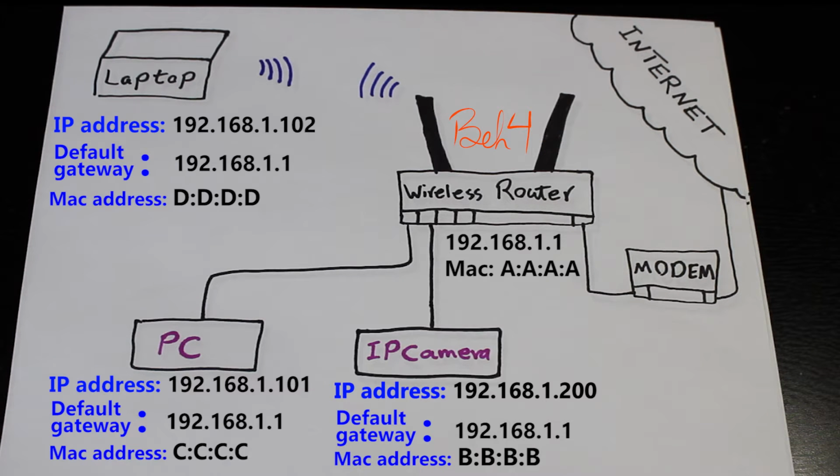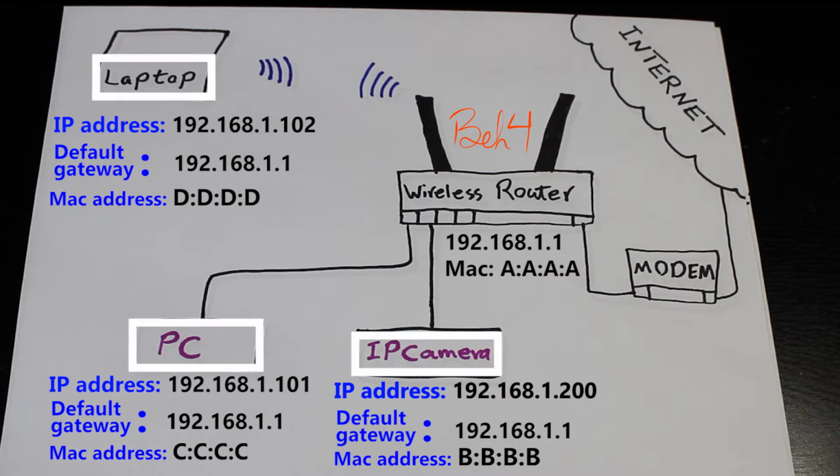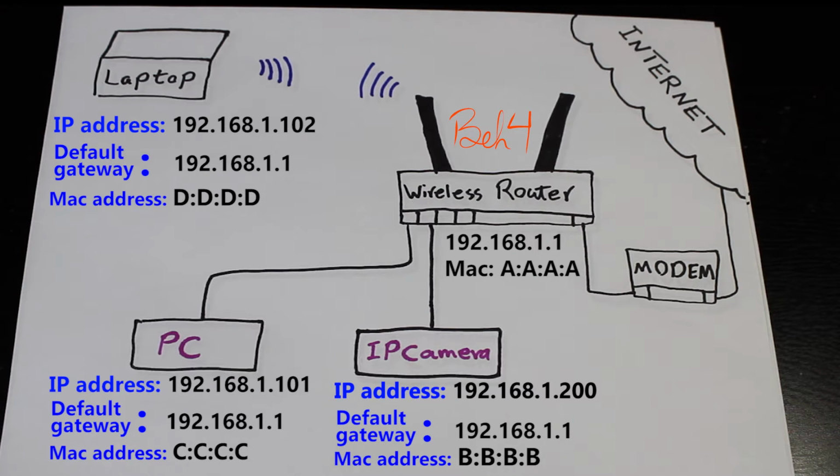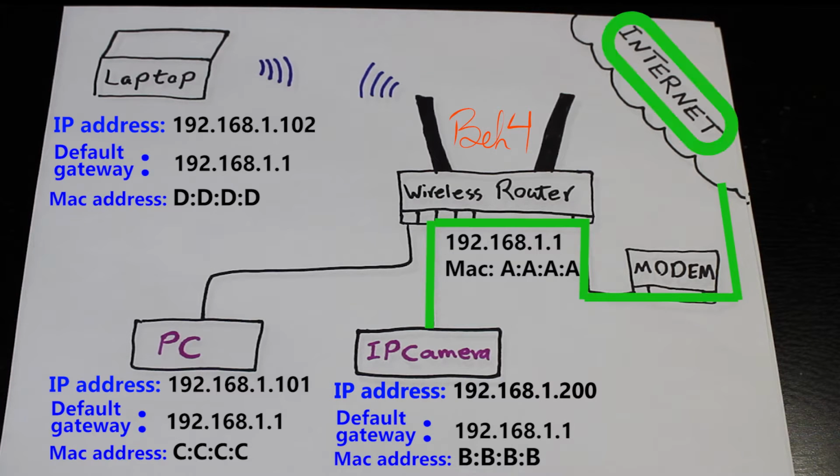Let's say this IP camera is connected to this network and has an IP address of 192.168.1.200, and the default gateway is 192.168.1.1, which is the wireless router. The default gateway is going to be used in case the IP camera or any other device on this network needs to access something outside the network, for example something on the internet.